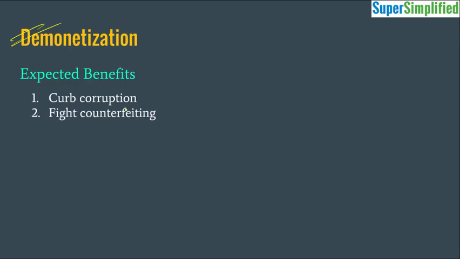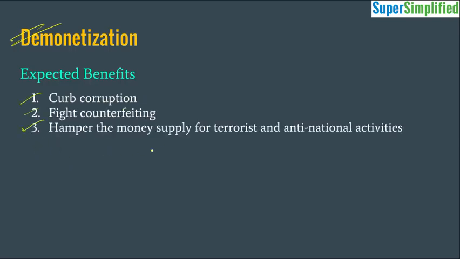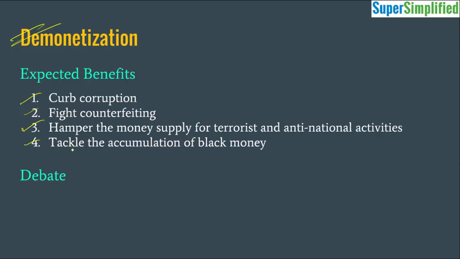So it is supposed to curb corruption, fight counterfeiting of the currency, hamper the money supply for anti-national and terrorist activities, and tackle the accumulation of the black money, right? But not everyone is convinced that this is going to happen. So there are a lot of people who are debating, who are arguing that no, it is not sure that we are going to achieve these targets. Why? Because they are questioning the entire process.